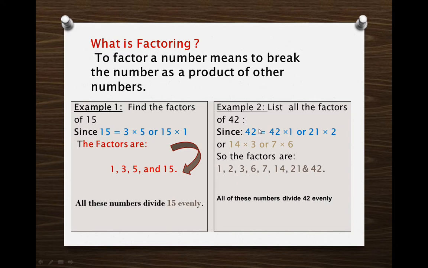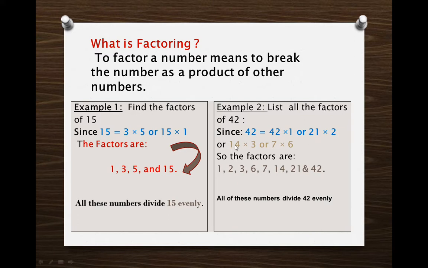Okay. Example 2. List all the factors of 42. So let us start with if we divide 42 by 1, it's just 42. That's one factor, 42 times 1. Or you divide 42 by 2, and that comes to what? 21. So 21 times 2 is another factor, and you continue like that.